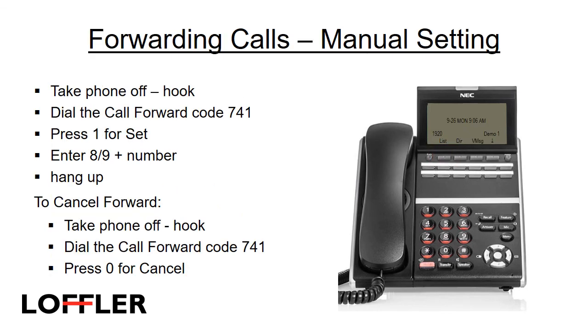To manually forward your calls, take the phone off hook. Dial the call forward code 741, press 1 for set, dial your trunk access code 8 or 9, and then the number that you would like your calls forwarded to. Then hang up. To cancel the forward, take the phone off hook. Dial the call forward code 741 and press 0 for cancel.